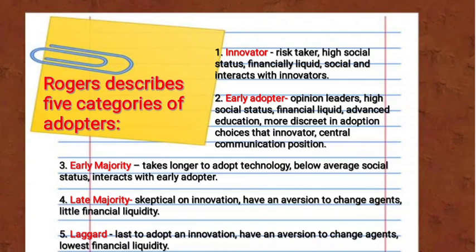Now, the late majority, they are skeptical of innovation. They have an aversion to change agents and little financial liquidity. They have an aversion to changes, okay? And that's the reason why maybe they are the last to adopt a particular product. So, these people, the late majority, are the group of people whose mindset is, they will not buy the popular product, but rather, they will just wait for its price to drop, even if it is no longer trendy, but at least, they were able to acquire or purchase a particular product.